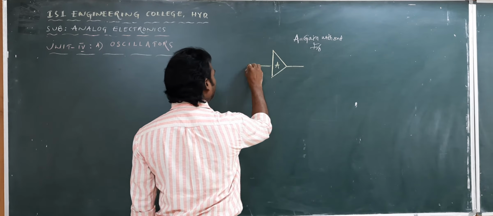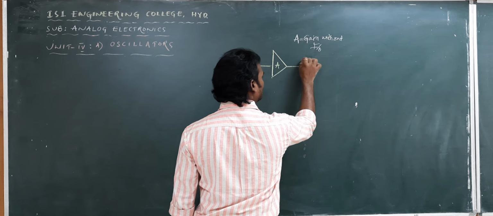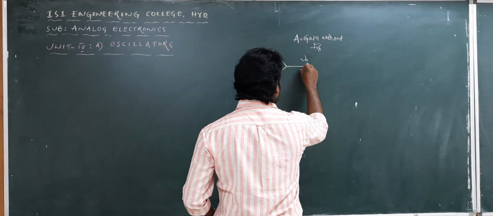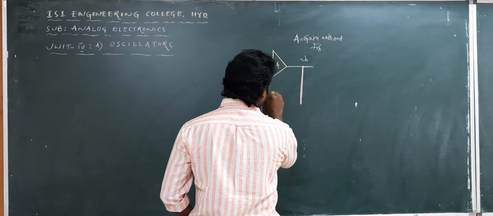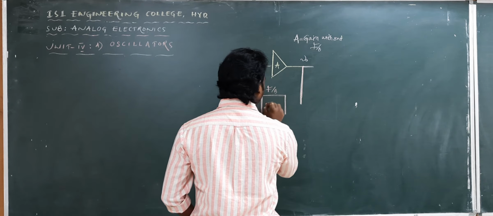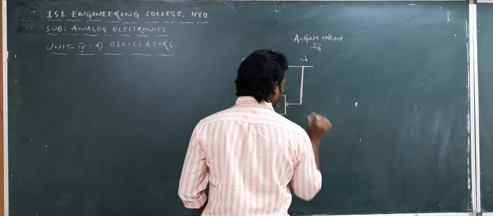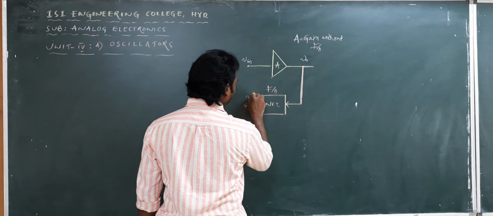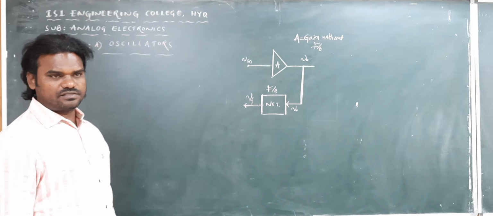Here I can call this Vin. I can call this Vout. And from that Vout, what are we taking? We are taking some portion of the output by making use of the feedback network. This is the feedback network. The output of the feedback network will be the feedback signal, that is Vf. The input of this is Vout. Is this clear? Yes.